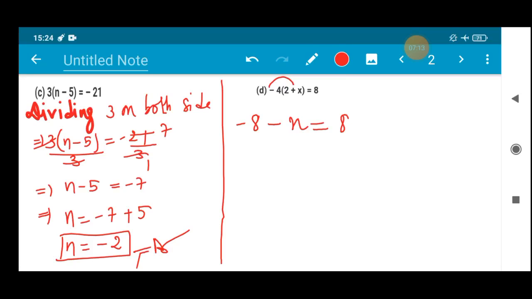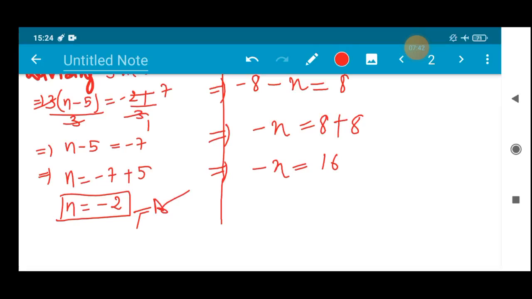Right, now what can I do? I can transpose this minus 8 to this side, on the right hand side, because we have to make our variable alone. Okay, so minus x, because why minus x? Because in front of x there is minus, don't forget to put that. Okay, when it comes to the right hand side it will become plus 8. Now minus 8 minus x is equal to 16.